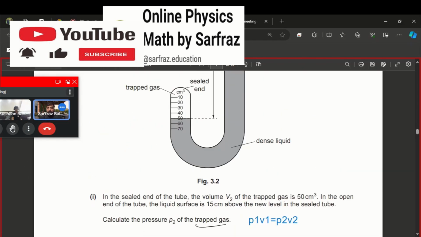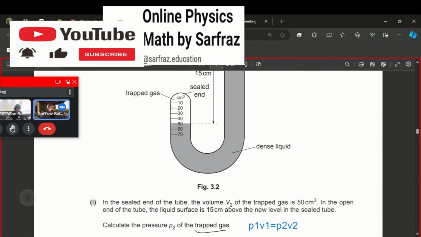In the sealed end of the tube, the volume V2 of the trapped gas is 50 centimeter cube. So the final volume V2 is given, which is 50 centimeter cube. In the open end of the tube, the liquid surface is 15 centimeter above the new level of the sealed surface. Calculate the pressure P2 of the trapped gas.